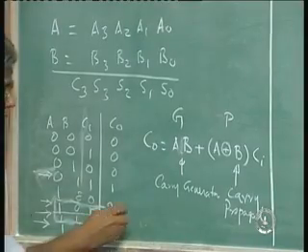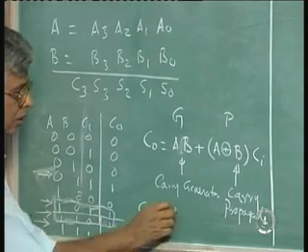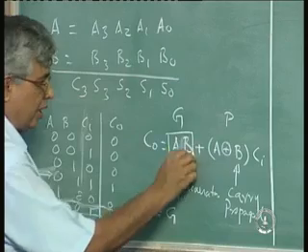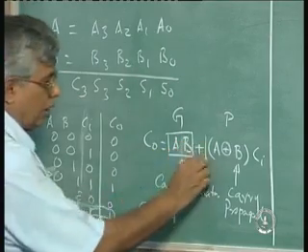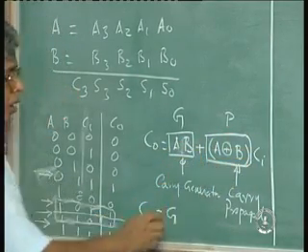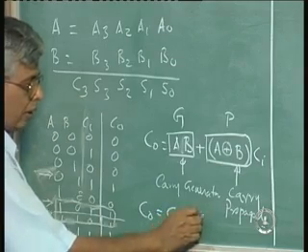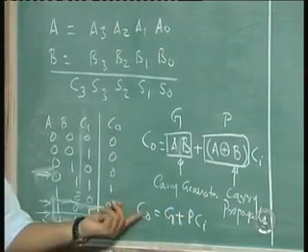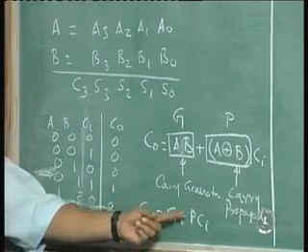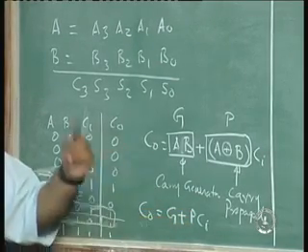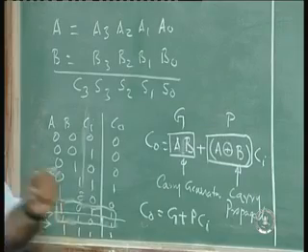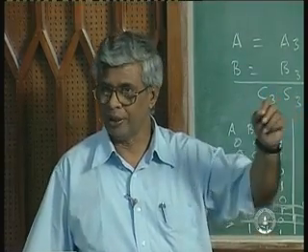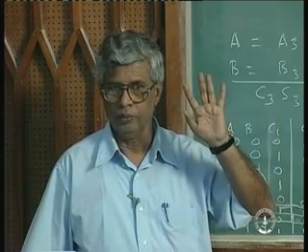So I will have output carry C with the generate condition, which is A and B. I am going to call this G, and this term P. The propagate condition is A exclusive OR B, and Ci. So output carry will be G or P Ci, where G stands for A and B, and P stands for A exclusive OR B. Is it clear?